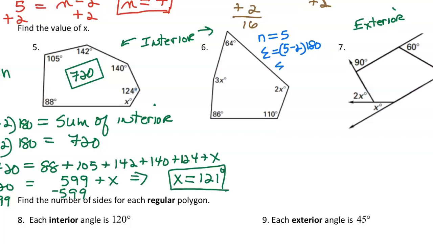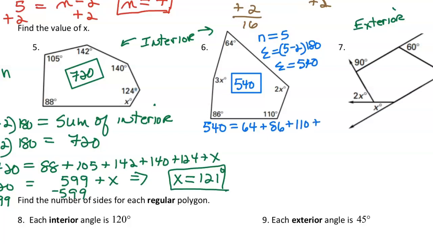The sum, remember this little e means sum, is 540. I'm going to put a little box here, just like I did in the other one. And in that little box, I'm going to put 540 degrees. That's what this should add up to. Now add up all your numbers. So I'm going to say 540 is going to equal 64 plus, I'm going to skip the x's for right now. Those are all my numbers.